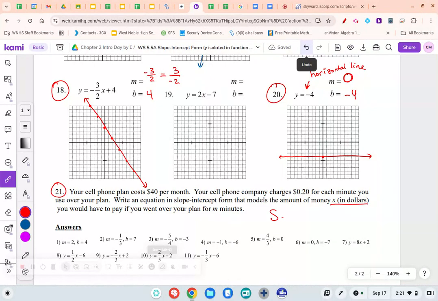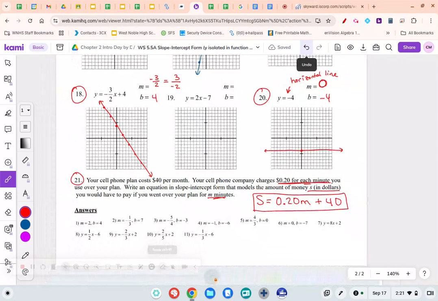So S is going to be like our Y. M is how many minutes you can be charged for. So if it's 20 cents for each minute, it is going to be 0.20 times M plus your base rate of $40. And that's actually your solution to that. That is your slope-intercept formula. We could actually graph that if we wanted to, switch the decimal into a fraction, but it doesn't ask us to, so we're not gonna.